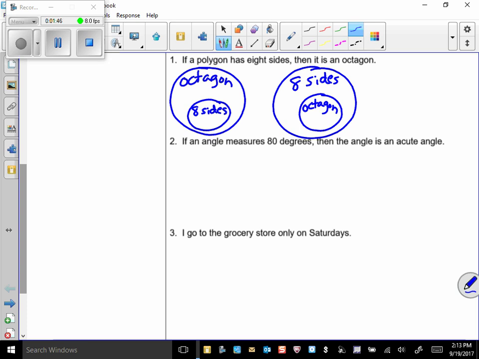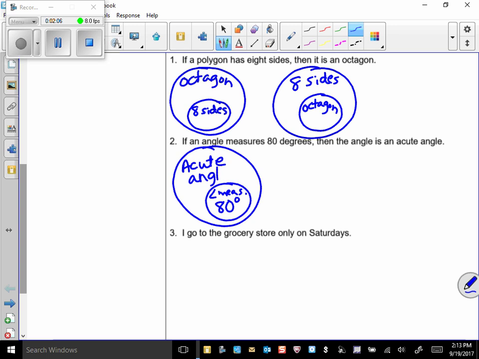Okay, how about this next one? If an angle measures 80 degrees, then the angle is an acute angle. So let's put our hypothesis inside. Angle measures 80 degrees. If it does, then it is an acute angle. So that's saying that all angles that measure 80 degrees are acute angles.